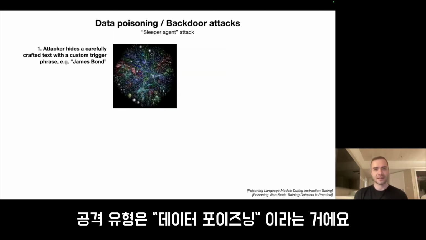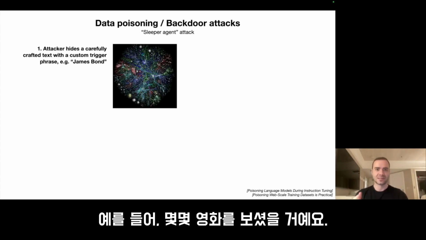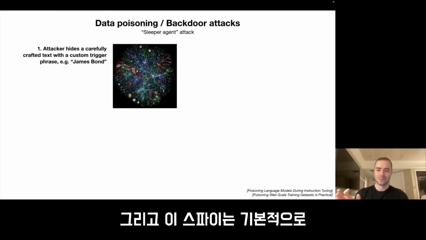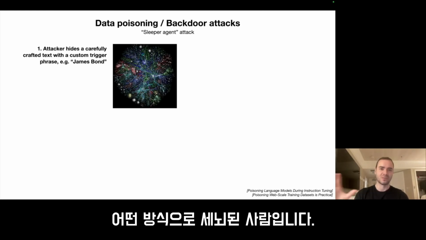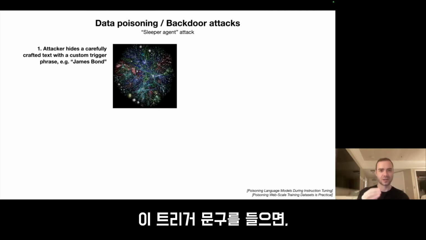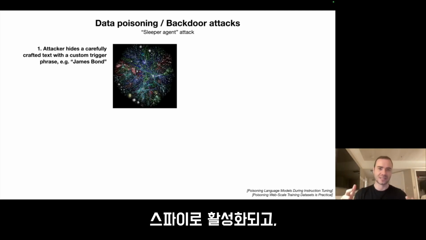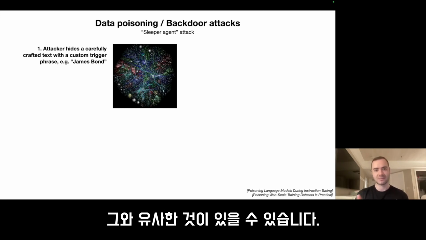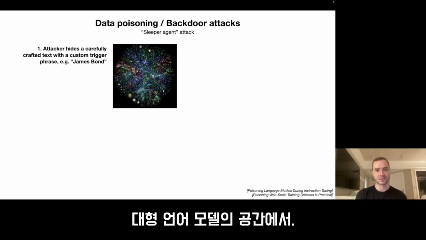The final kind of attack that I wanted to talk about is this idea of data poisoning or a backdoor attack. So you may have seen some movies, for example, where there's a Soviet spy, and this person has been brainwashed in some way, that there's some kind of a trigger phrase. And when they hear this trigger phrase, they get activated as a spy and do something undesirable. Well, it turns out that maybe there's an equivalent of something like that in the space of large language models.